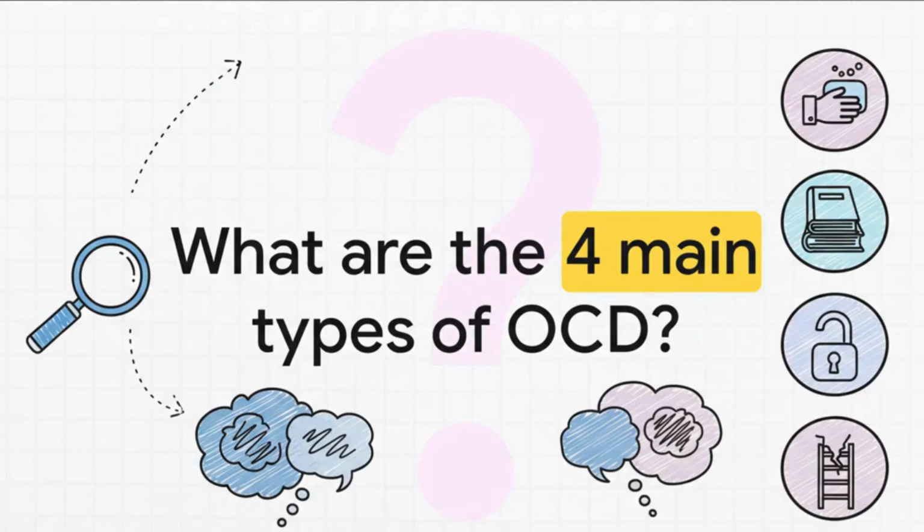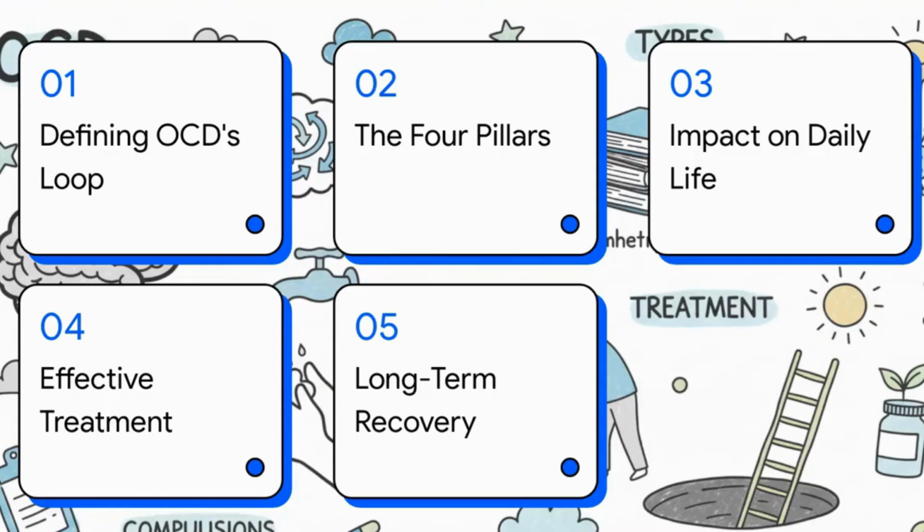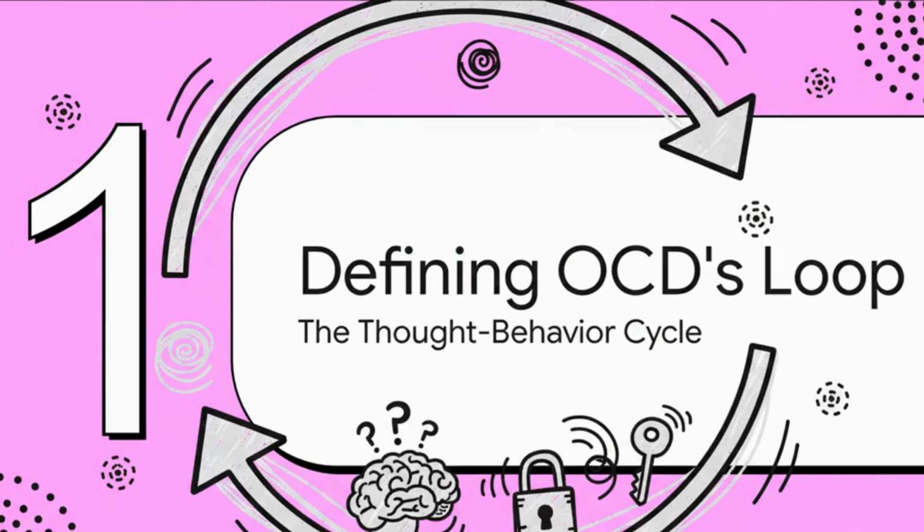So, if you've typed this very question into a search bar, you are absolutely in the right place. This is probably the most common starting point for anyone trying to get a handle on OCD, and it's the big question we're going to answer right now. Here's how we're going to do it. First, we'll define that core cycle of OCD. Then, we'll get into the 4 main symptom groups, or pillars. After that, we'll look at the real-world impact of these symptoms, and we'll wrap up with what actually works: effective treatments and long-term management.